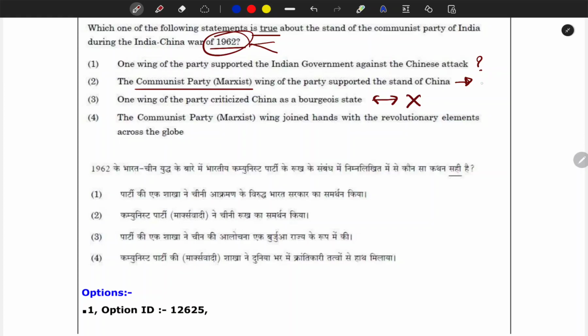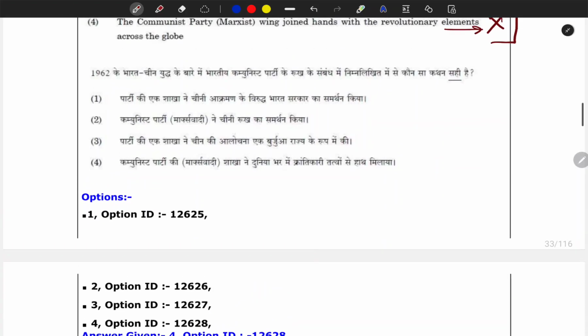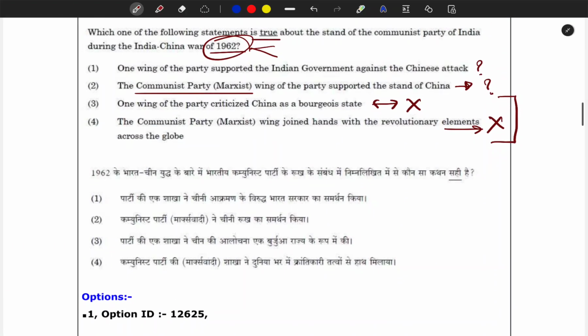Okay, you might not know this statement: the Communist Party wing joined hands with revolutionary elements across the globe. Our communist parties were not so well developed. They were actually controlled from the outside world. So these two statements, this is basic understanding. If you eliminate these two statements, then we have to come to the options here. This is a straightforward question. You have to decide between these two statements. It is 50-50 between statement 1 and 2.